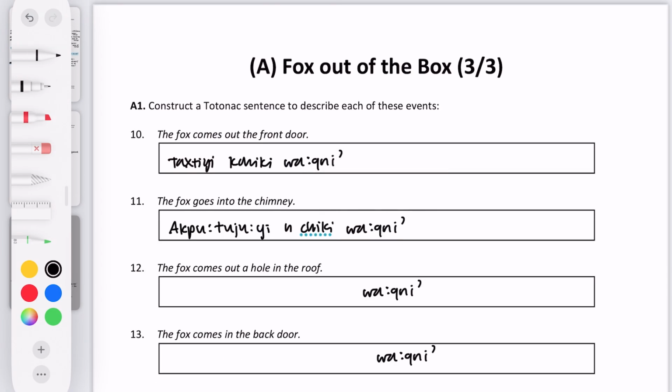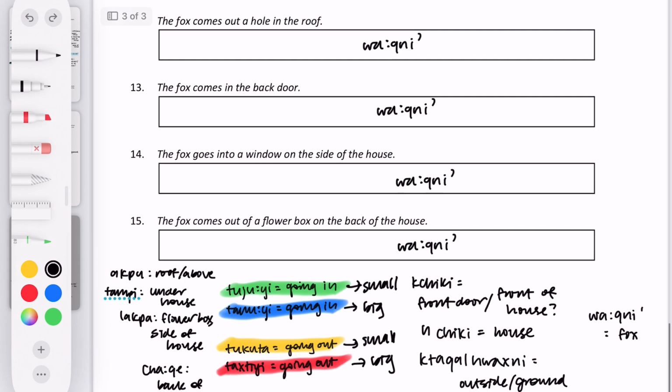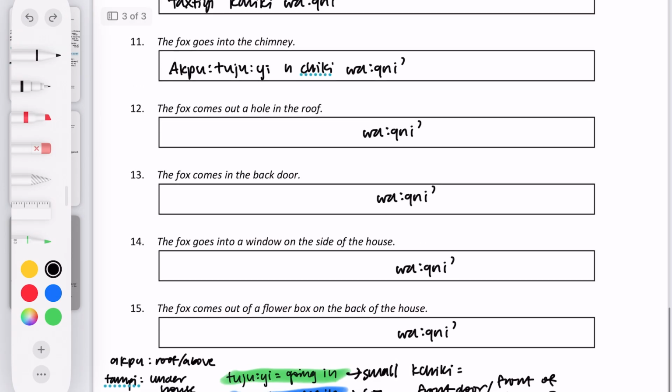And then just a reminder, the way that we form this long first word is we take the more specific location marker, and then we take the verb and we connect them with one of these long vowels that's marked by a colon.